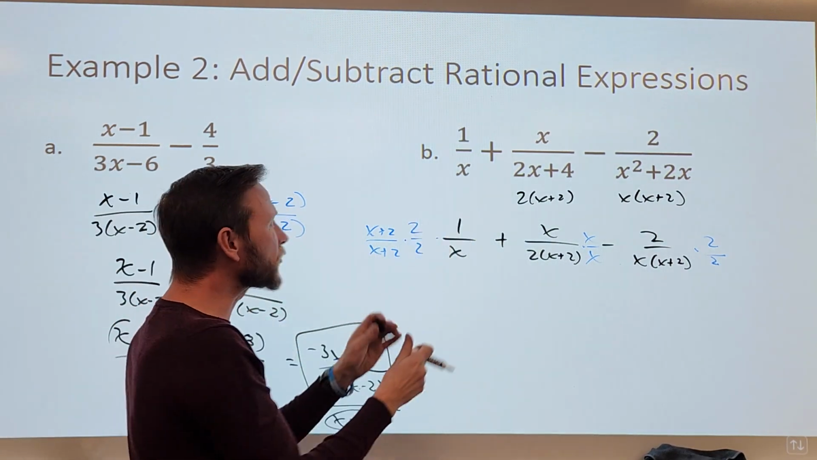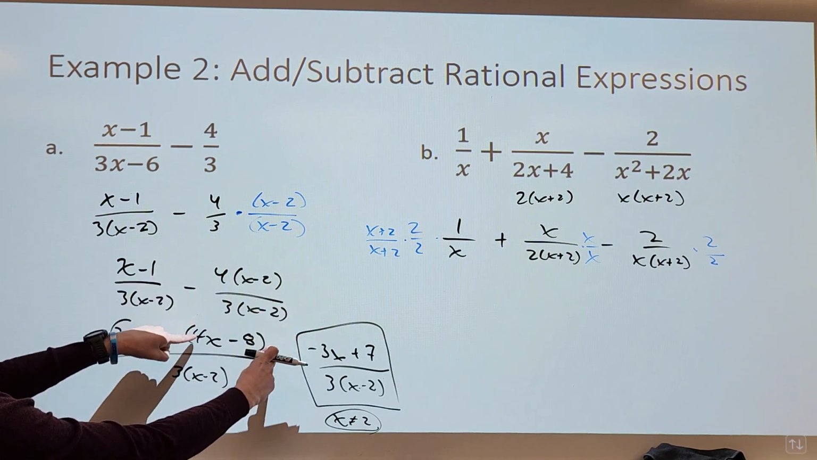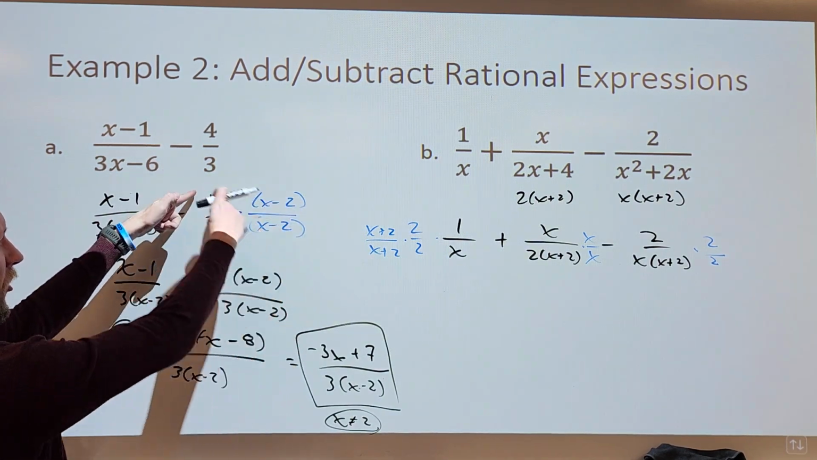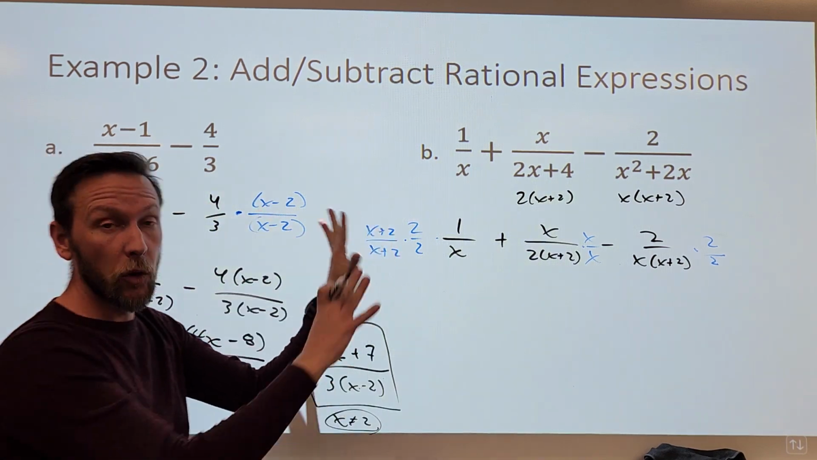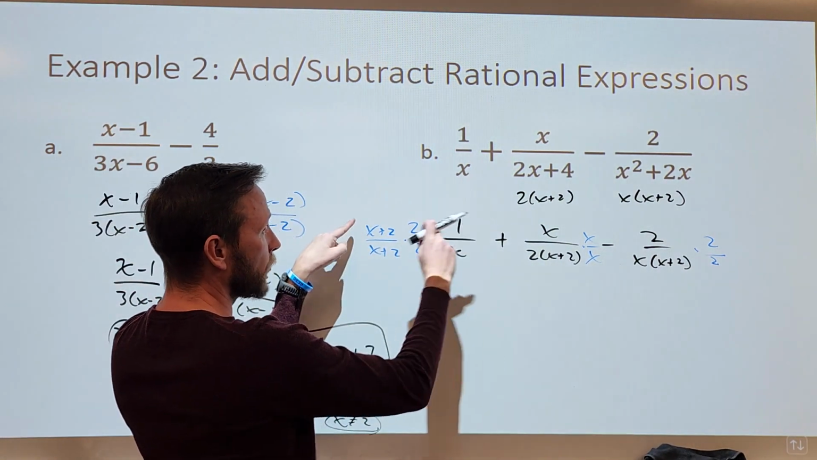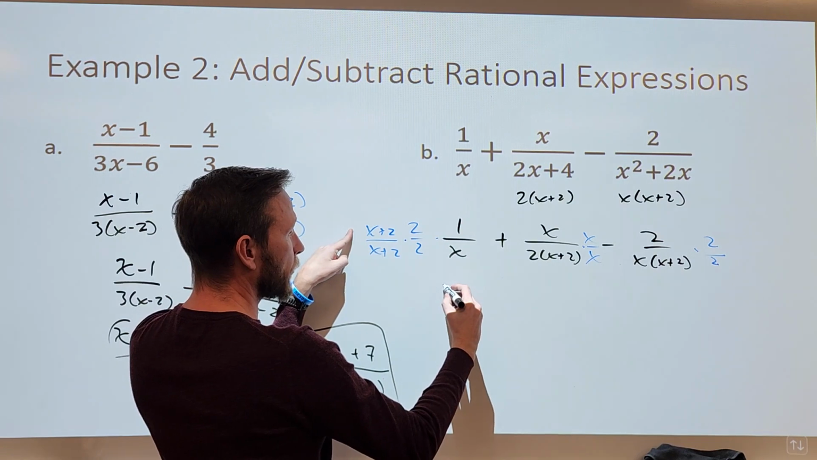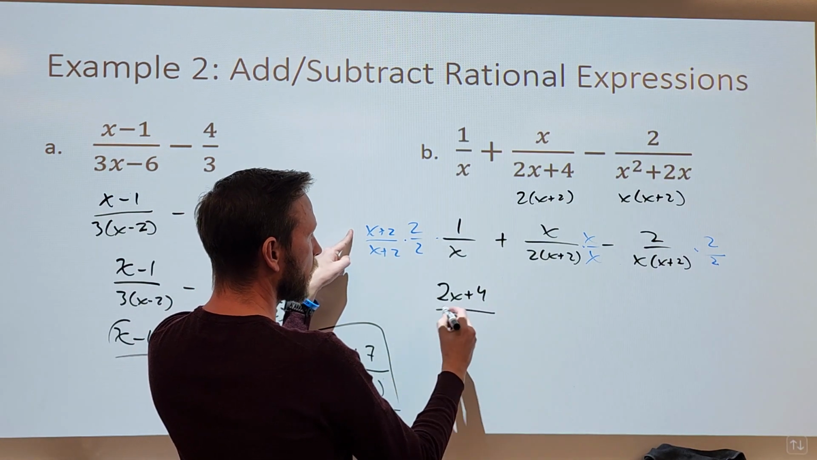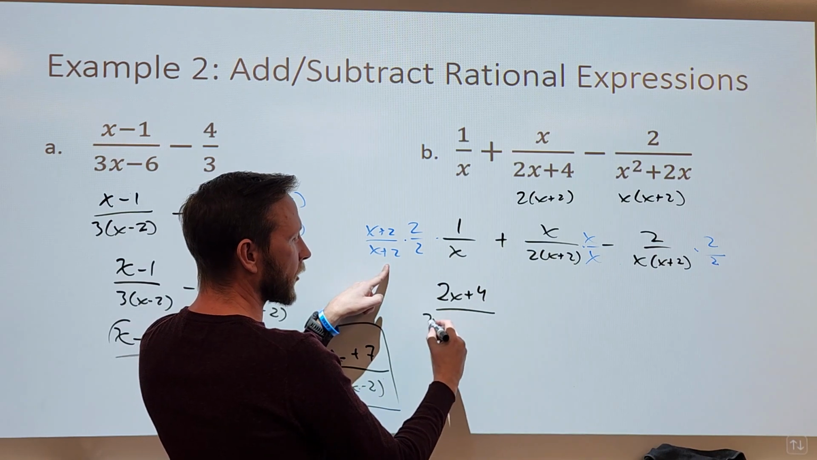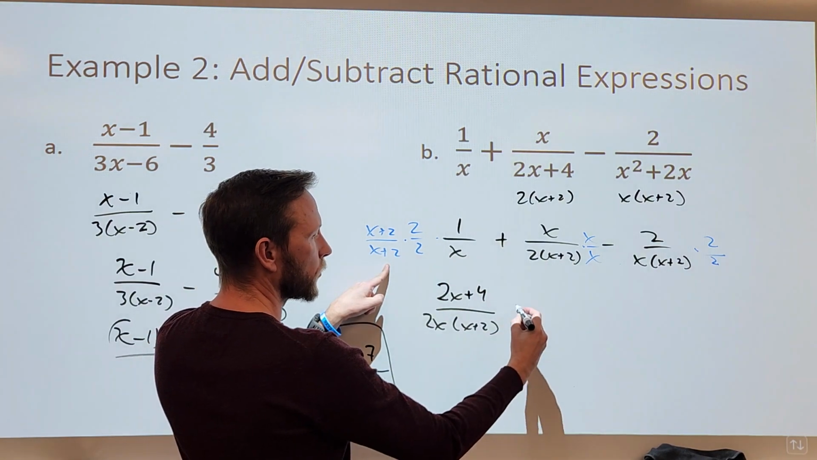So sometimes folks want to do this multiplication when they do this multiplication. So like go right from here all the way to there to say that I've got 4x minus 8. You are welcome to do that. Here, if I multiply this times 2 times 1, I'm going to get 2x plus 4. In my denominator, I'm going to leave that factored. This is 2x times x plus 2.